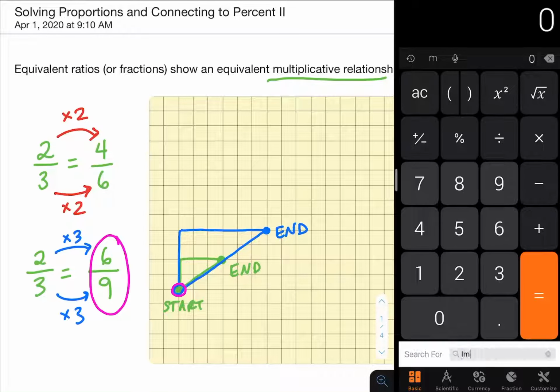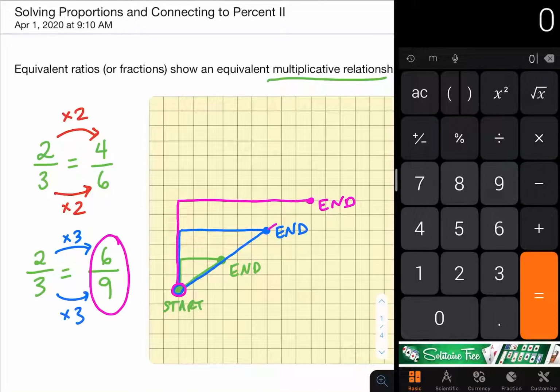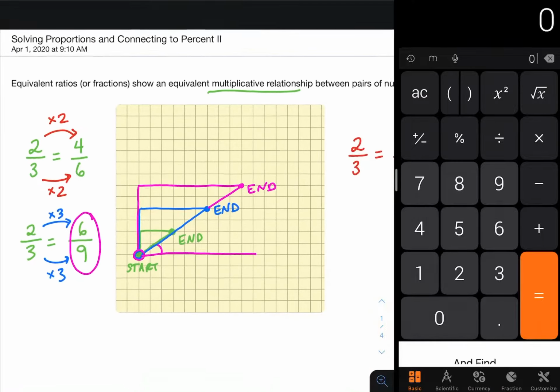So I'm going to start in the same place. I'm going to go up by 6, 1, 2, 3, 4, 5, 6. I'm going to go over by 9, 1, 2, 3, 4, 5, 6, 7, 8, 9 like this, and I'm going to end here. So I hope you can see that this continues in that same line as the other. So again, we have that same steepness, the same angle that's created by the lines connecting all of those points. So we can see that equivalence visually here.